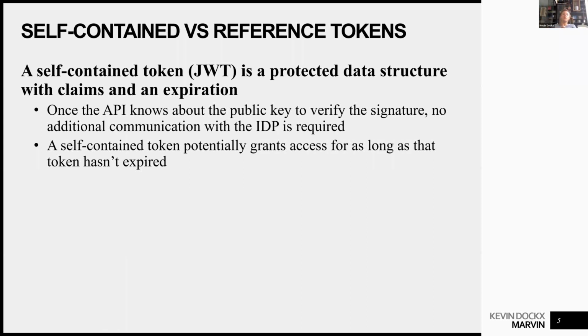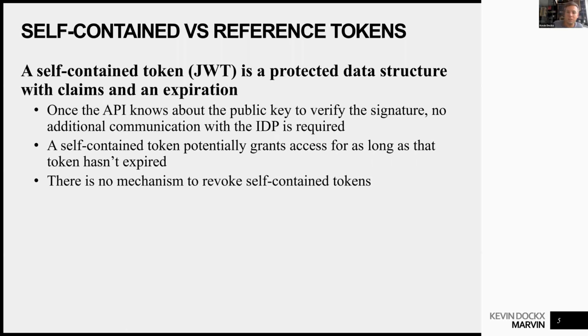The self-contained token potentially grants access as long as it hasn't expired. So if you have a token that's valid for 60 minutes and someone steals that token, that person will have access to your API for 60 minutes because you cannot revoke self-contained tokens. There is no check to the IDP anymore at level of your API. So once a token comes in, it grants access until it has expired. And that can be a bit of a problem.